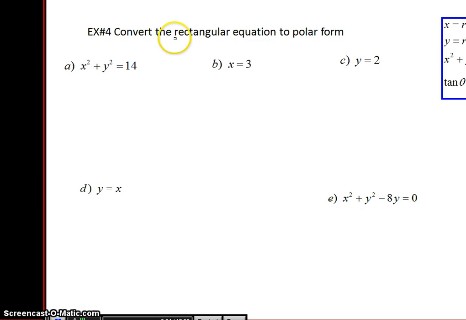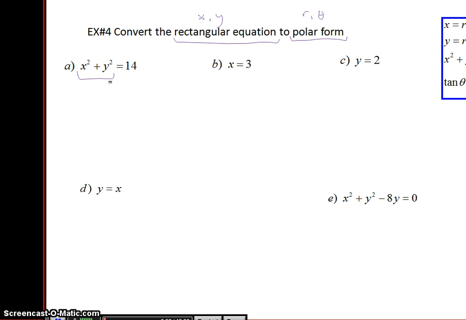Okay, so in this video we're going to convert from rectangular equations, which are equations that we've been used to, things with x's and y's, into polar equations, which are things with r's and thetas only. No x's, no y's. And we're going to use these equations here in the blue box to help us with that. Okay, so we have x squared plus y squared.